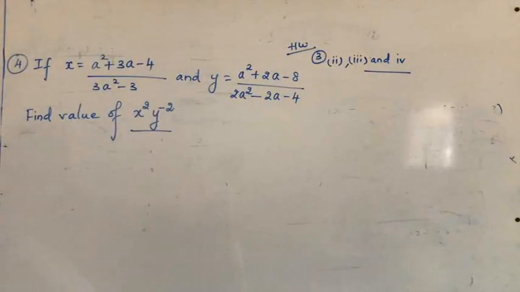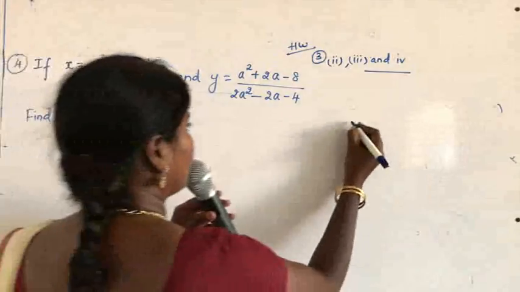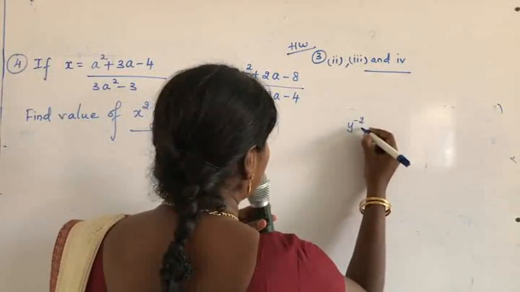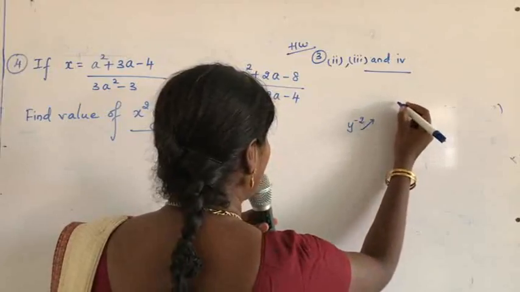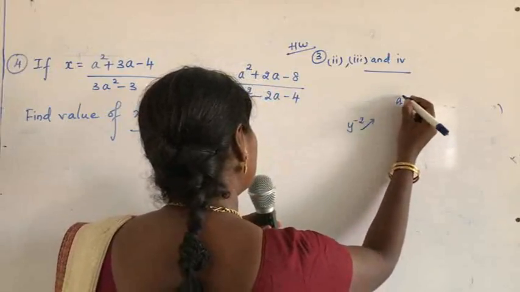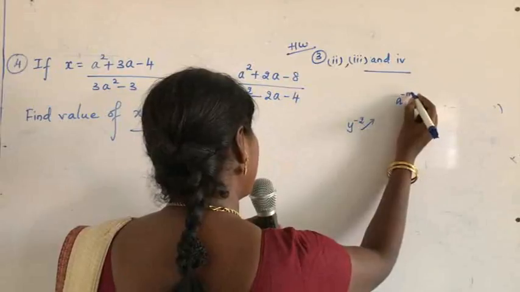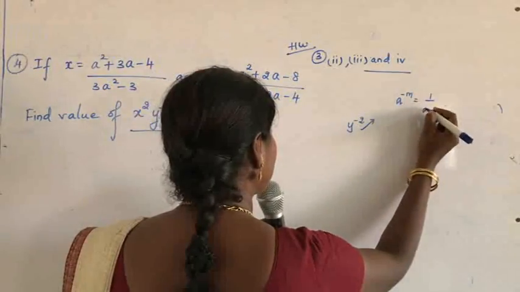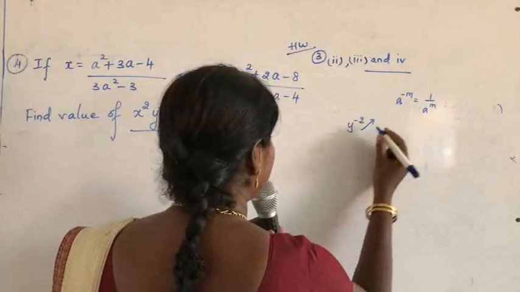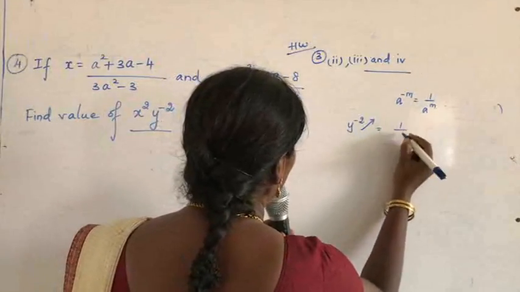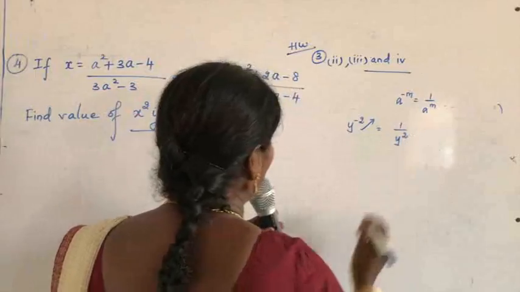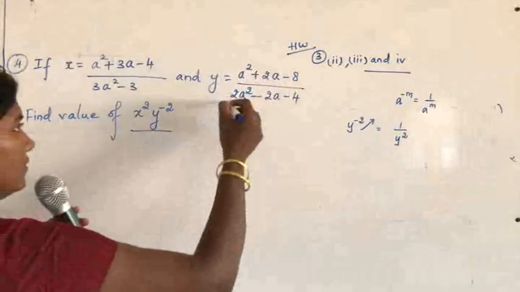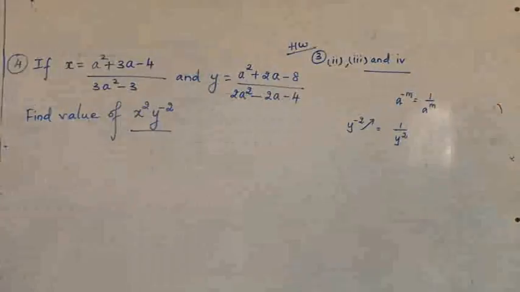Now what do you mean by y raised to minus 2? Before going to this, we'll follow our law of indices. We have a rule: a raised to minus m is nothing but 1 upon a raised to m. So y raised to minus 2 becomes 1 upon y square. 1 upon y square means you have to take the reciprocal of the y part. So how are we going to write it down?